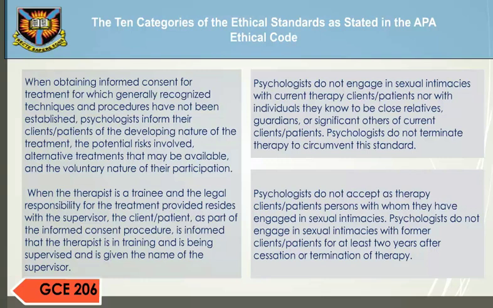Psychologists do not engage in sexual intimacies with current therapy clients or patients, nor with individuals they know to be close relatives, guardians, or significant others of current patients. Psychologists do not terminate therapy to circumvent this standard. Psychologists do not accept as therapy patients persons with whom they have engaged in sexual intimacies. Psychologists do not engage in sexual intimacies with former patients for at least 2 years after cessation or termination of therapy.